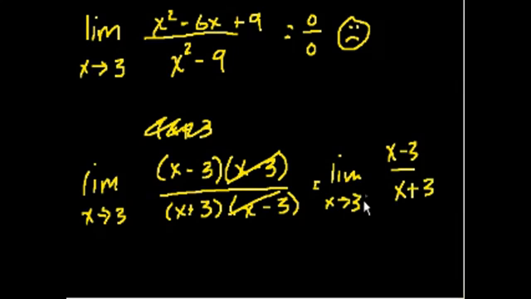Now let's just try to stick the 3 in and see what we get. Well, in the numerator we get 3 minus 3, so we get 0. But in the denominator we get 3 plus 3, which is 6. So now we get a good number, 0 over 6. Well, that's a real number, so it's 0. So that was interesting. The first time we did it, we got 0 over 0, and now we get the answer 0 by simplifying.